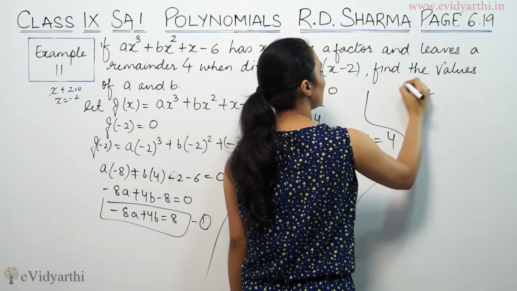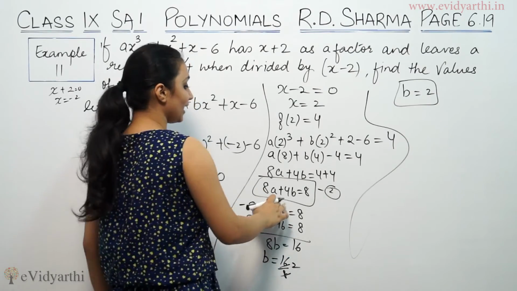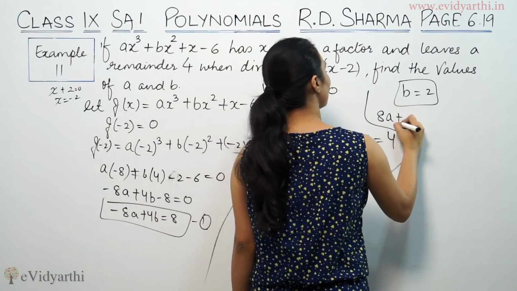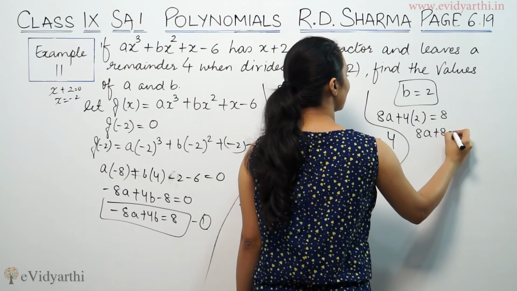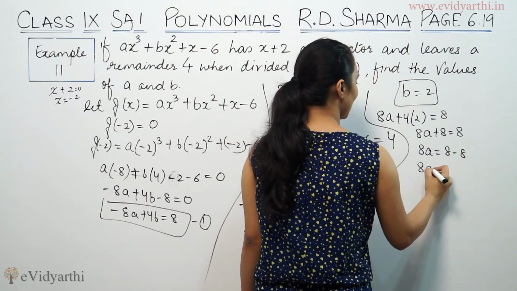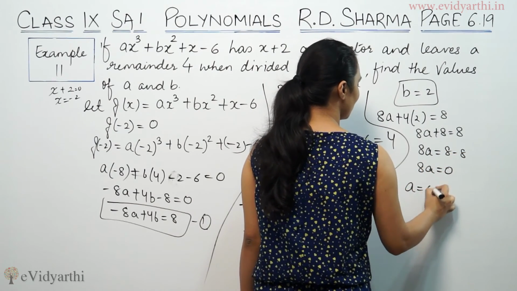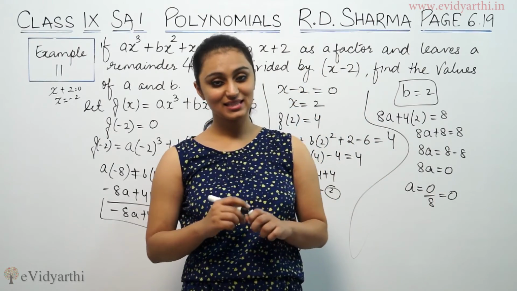So b is 2. If b is 2, किसी भी इक्वेशन को यूज करके we can find the value for a. So यहाँ से a will be 8a plus 4 into 2 equals 8. So 8a plus 8 is equal to 8. So 8a is equal to 8 minus 8. 8a equals 0. So a will be 0 by 8 means 0. So आपके पास a की वैल्यू आ गई 0.